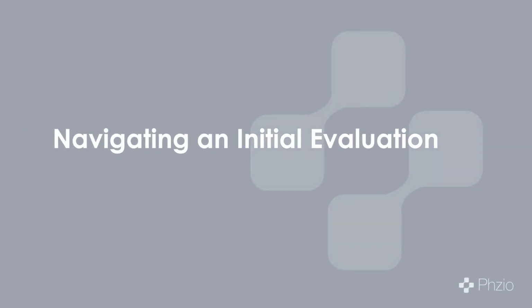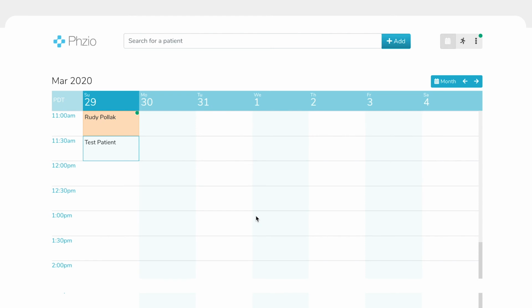We're now going to see how to navigate through an initial evaluation. Find your initial evaluation patient on your scheduling calendar, click on their name, and then click the Join button.